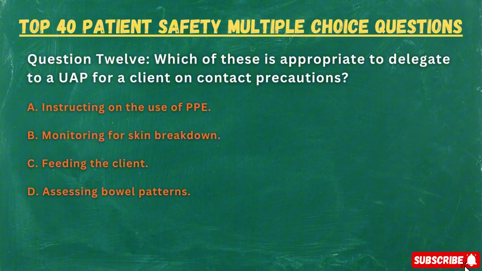Question 12. Which of these is appropriate to delegate to a UAP for a client on contact precautions? A. Instructing on the use of PPE. B. Monitoring for skin breakdown. C. Feeding the client. D. Assessing bowel patterns. Answer: C. Feeding the client.